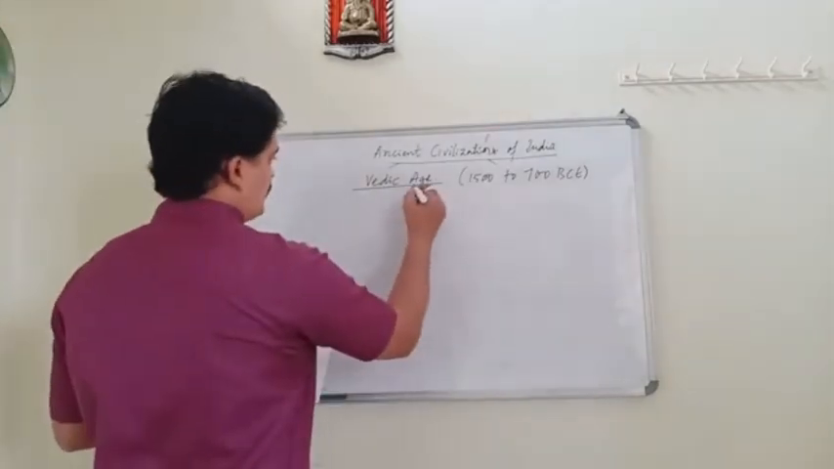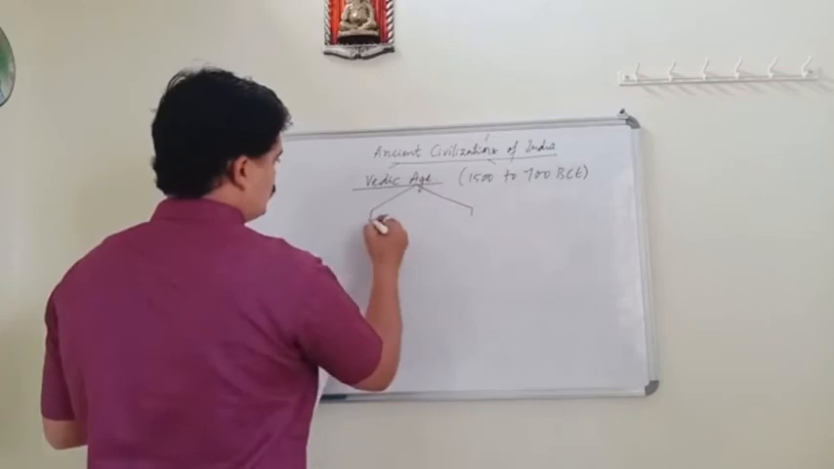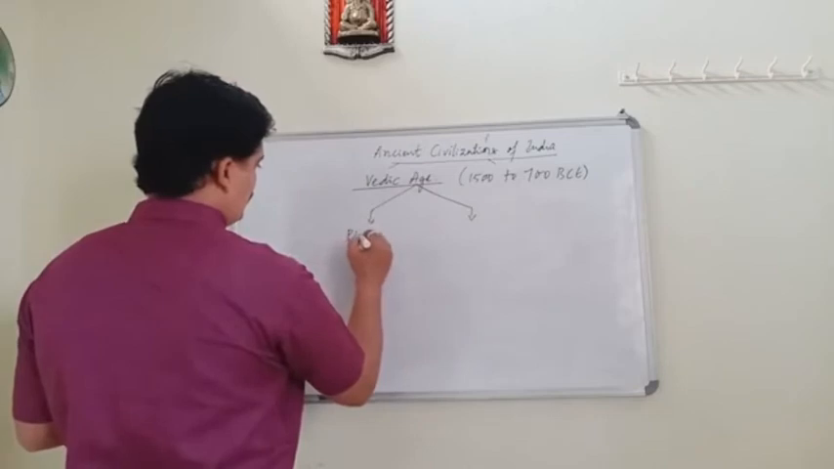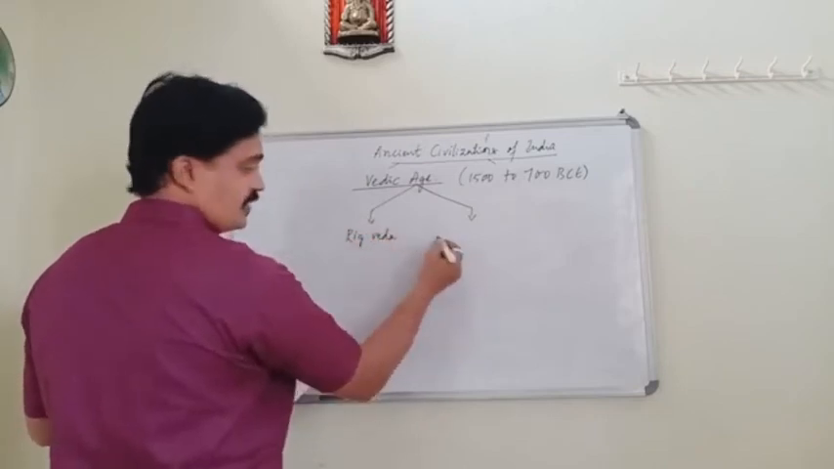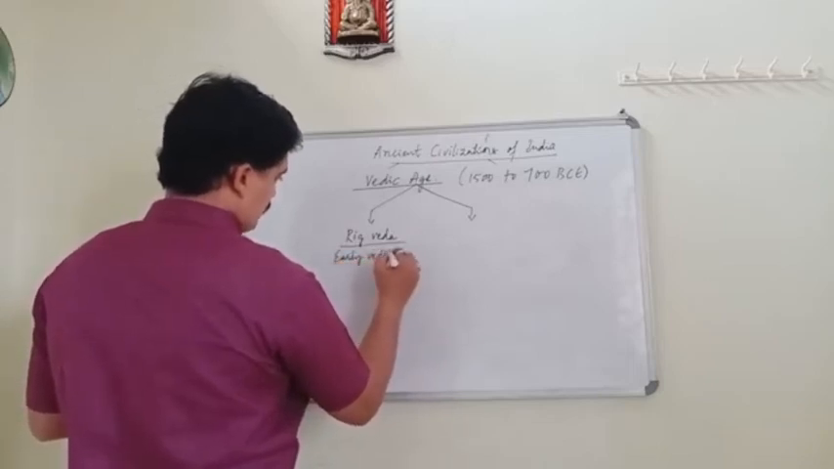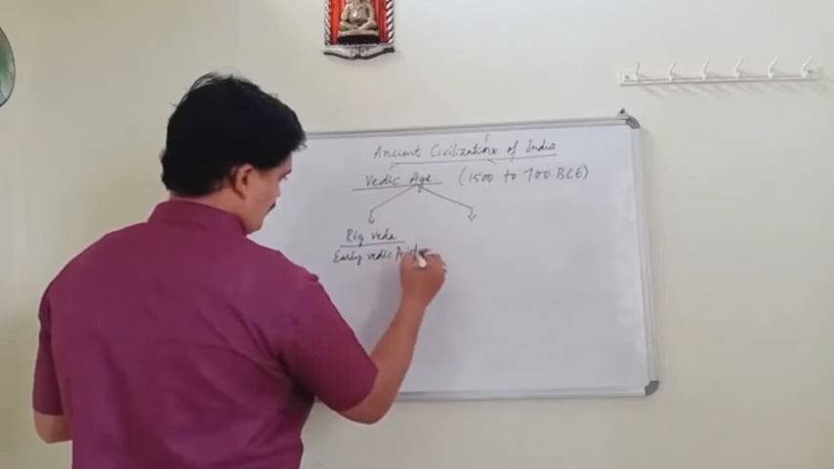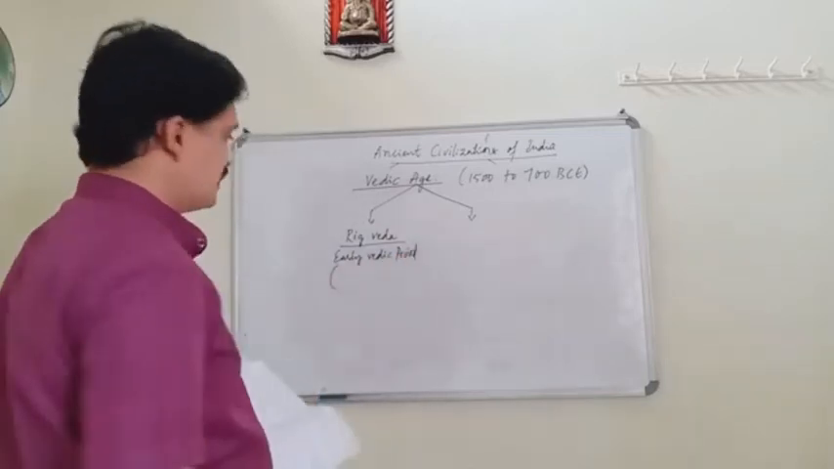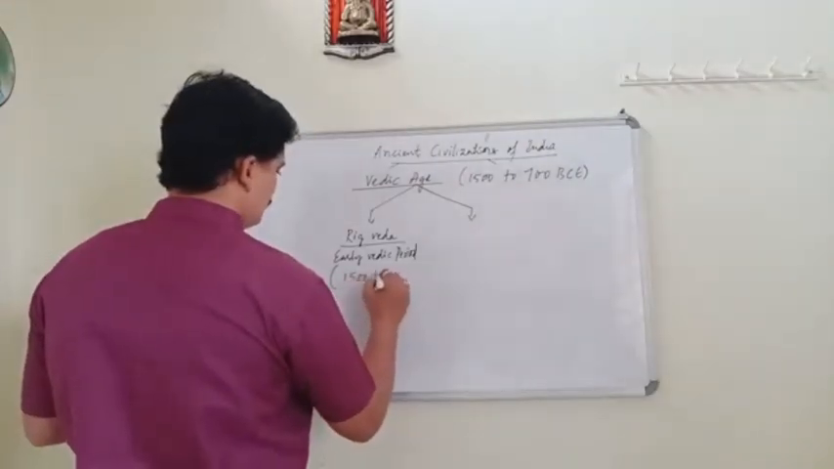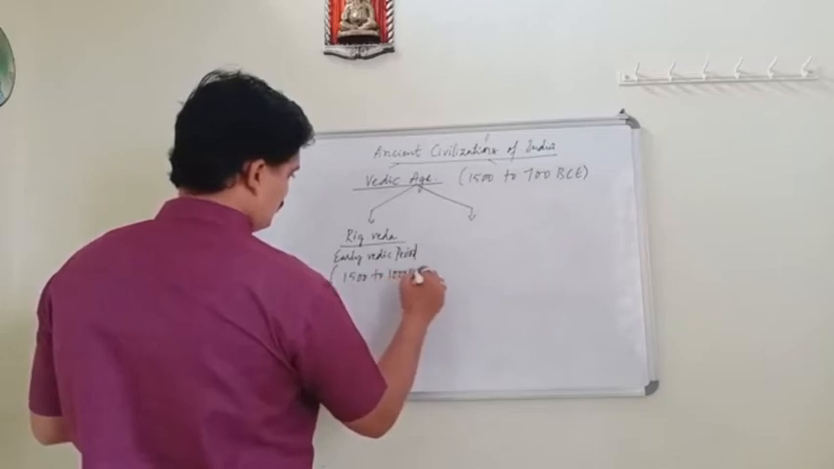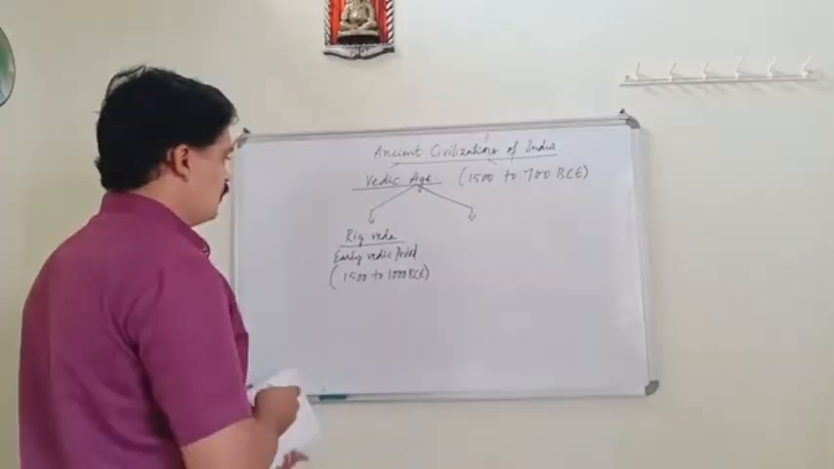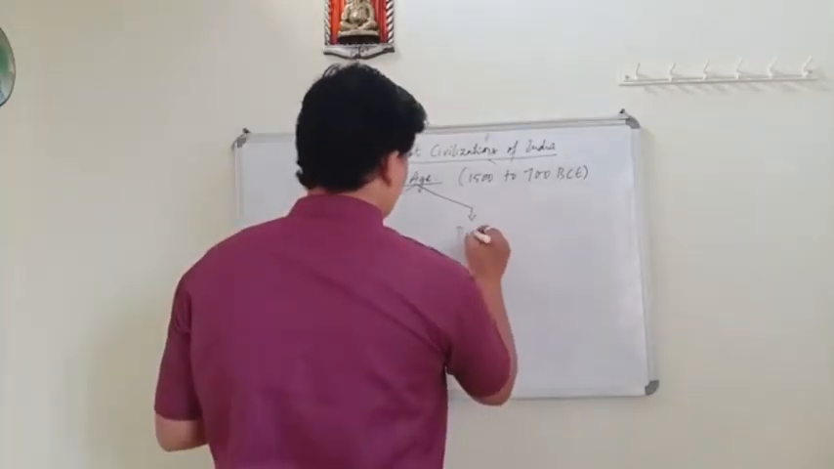And this Vedic Age is subdivided into two. What are those? The Rigveda period, or we can also call it the early Vedic period. The period of the Rigveda or early Vedic period was 1500 to 1000 BCE. And another one is the post-Rigveda period.